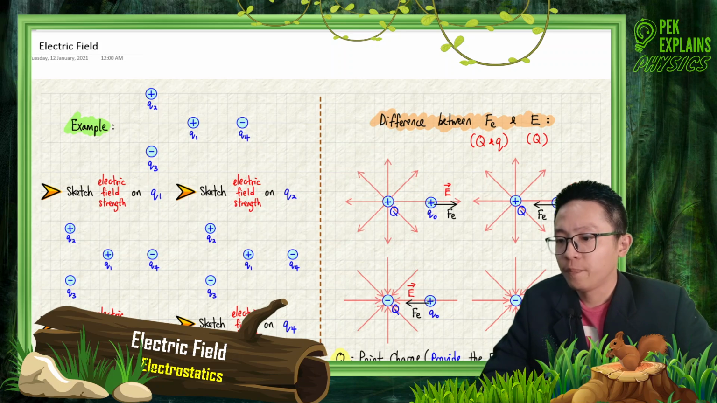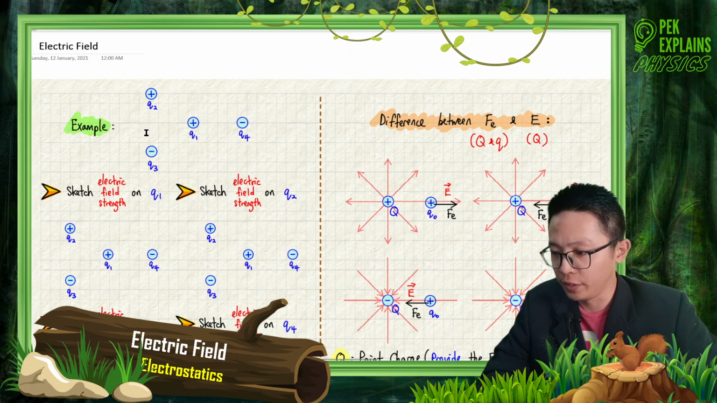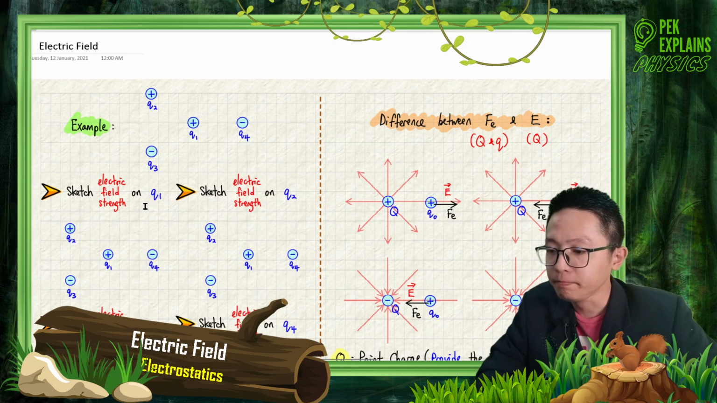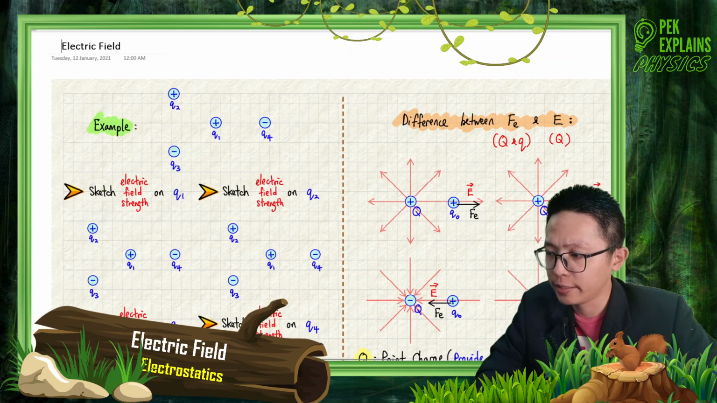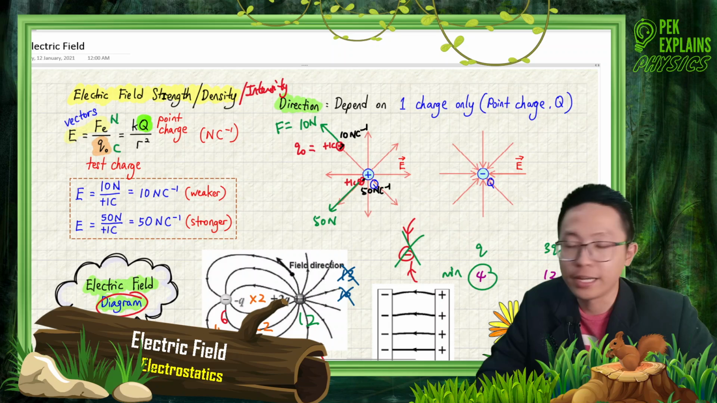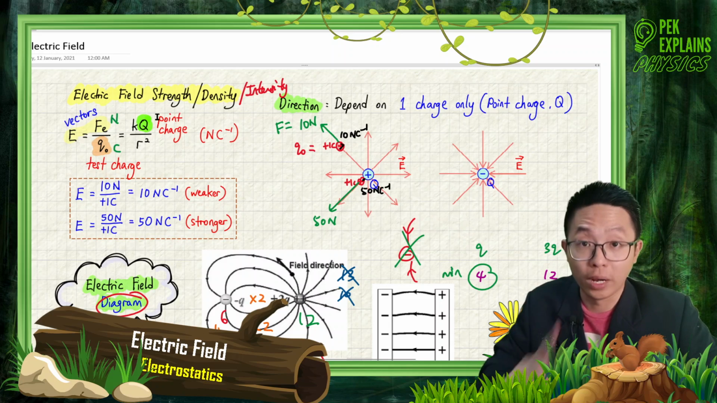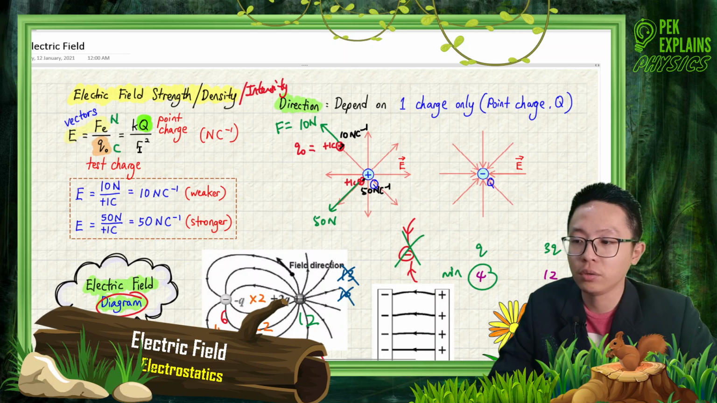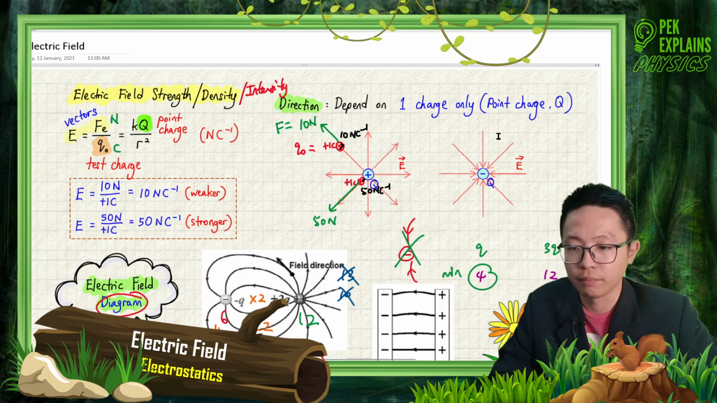Now, let us draw the electric field strength on the charge. As we learned before, electric field strength only depends on one charge, which is the point charge, the big Q. The formula only has big Q, the point charge. The test charge is already divided away, so we are only left with the point charge: kQ over r squared.